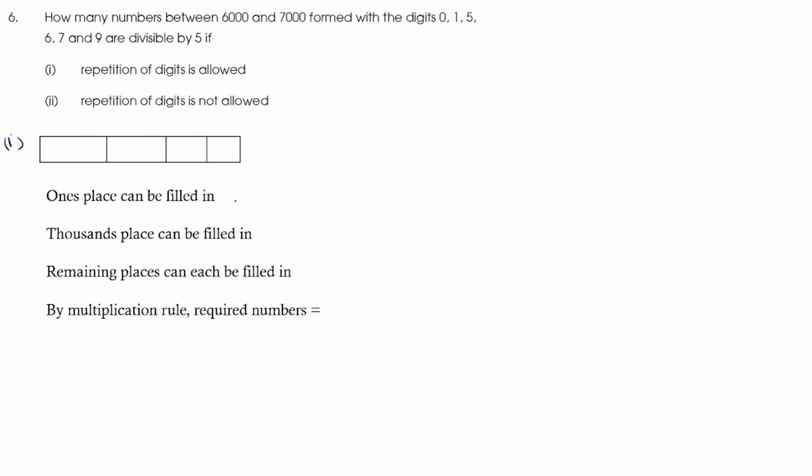When repetition of digits is allowed, this is the ones place, tens place, hundreds place and the thousands place. So here, for the thousands place, the number should be between 6000 and 7000, so it can be only 6. So the thousands place can be filled only in one way. Since the number should be divisible by 5, the ones place can consist of only 0 and 5. So the ones place can be filled in 2 ways.